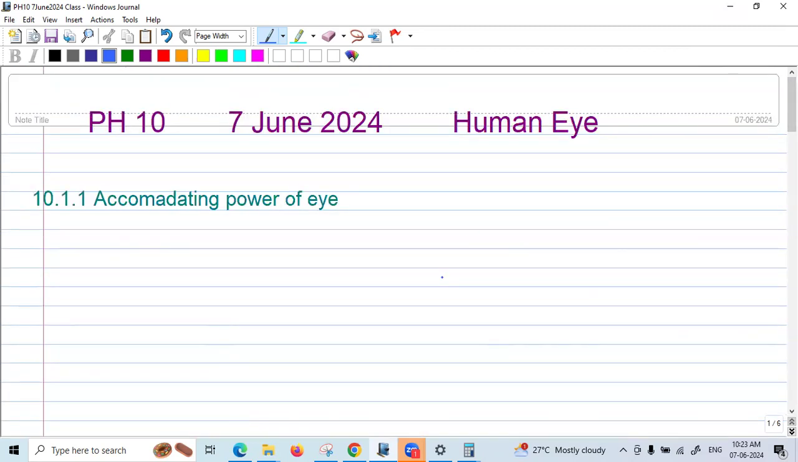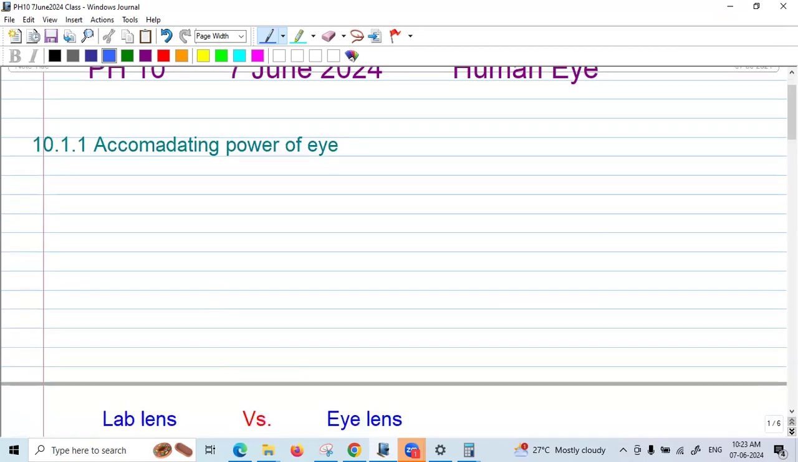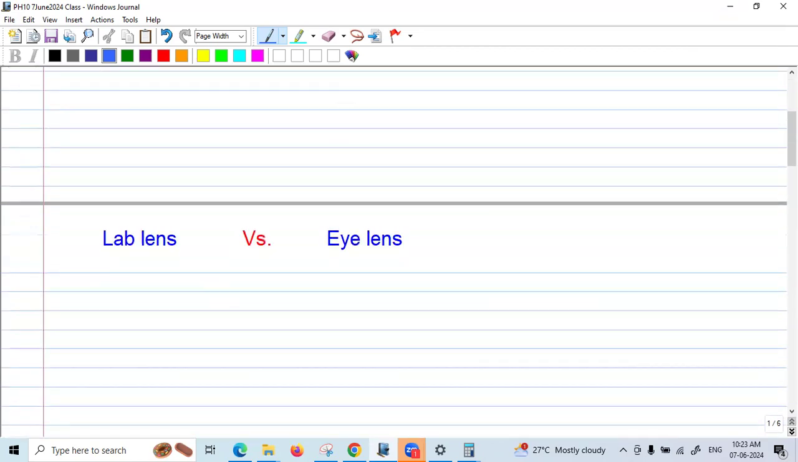So in this human eye chapter, what I want to do today is a combination of the eye, the accommodating power of the eye. Just to recollect what we studied in the last class.